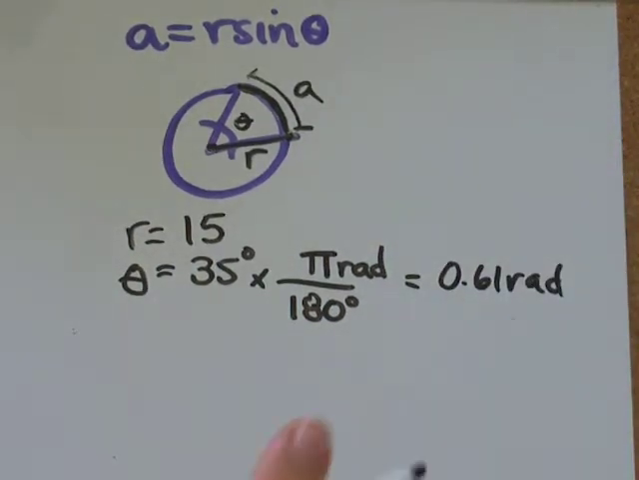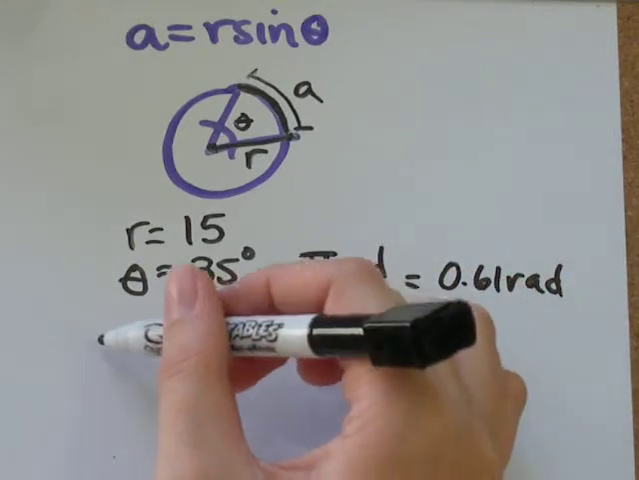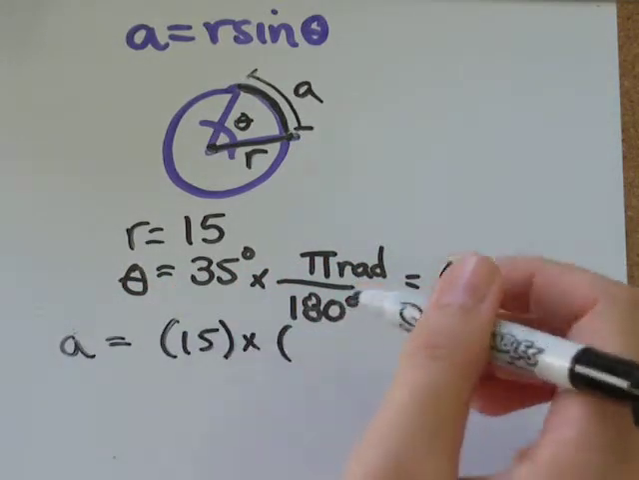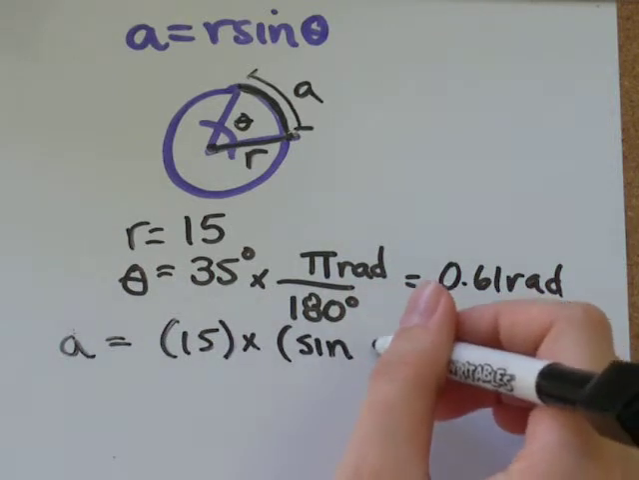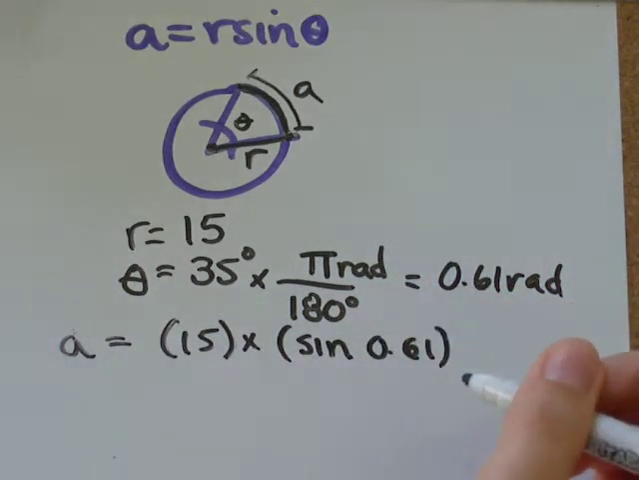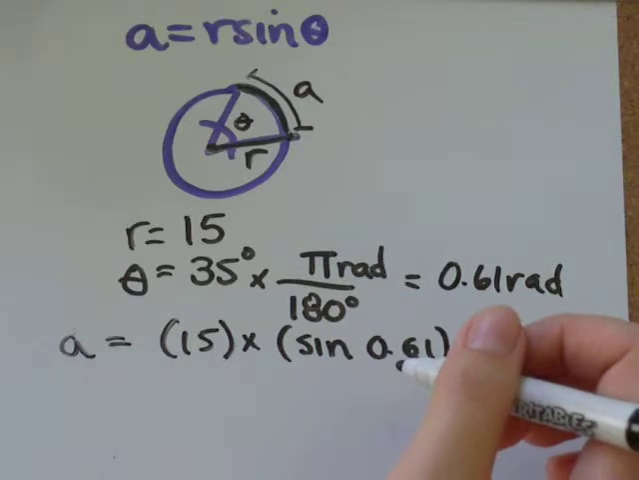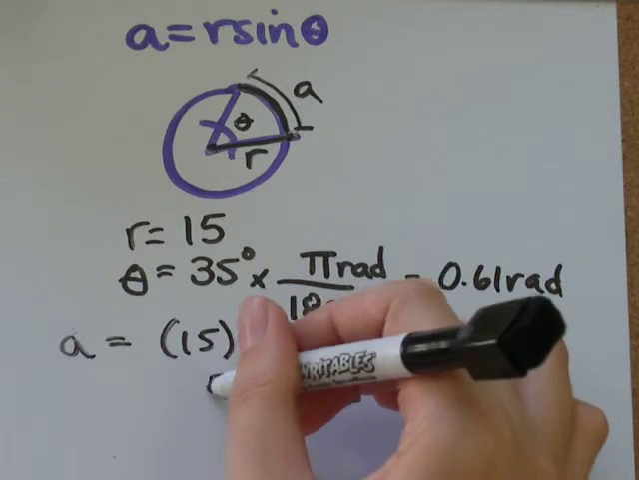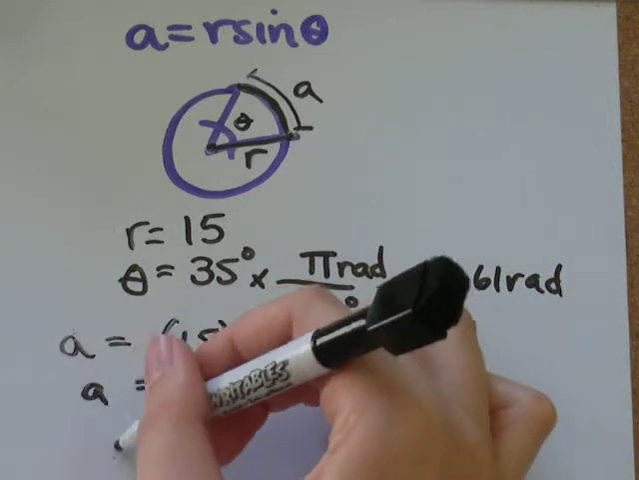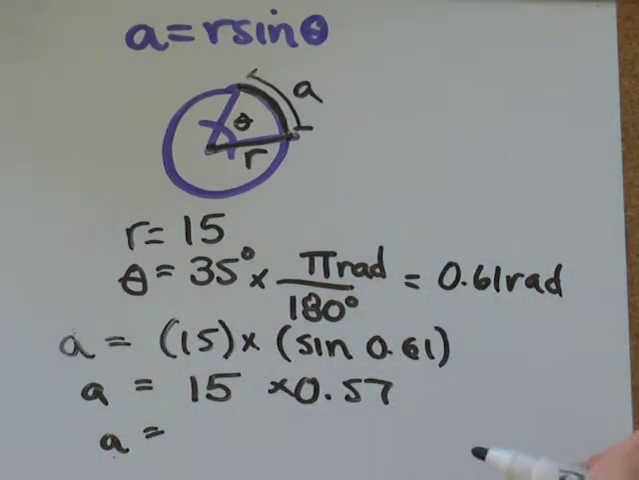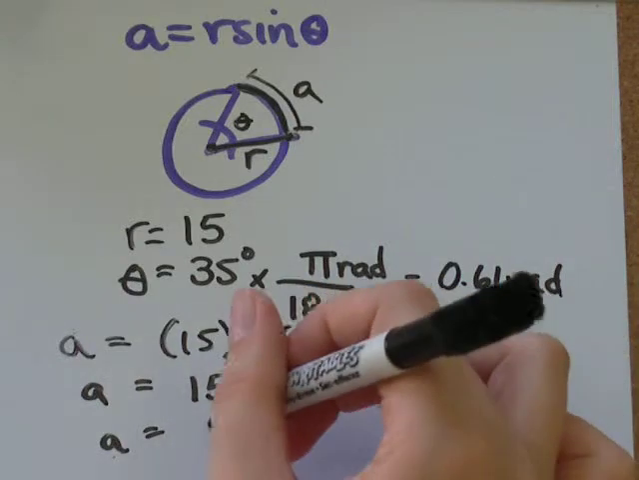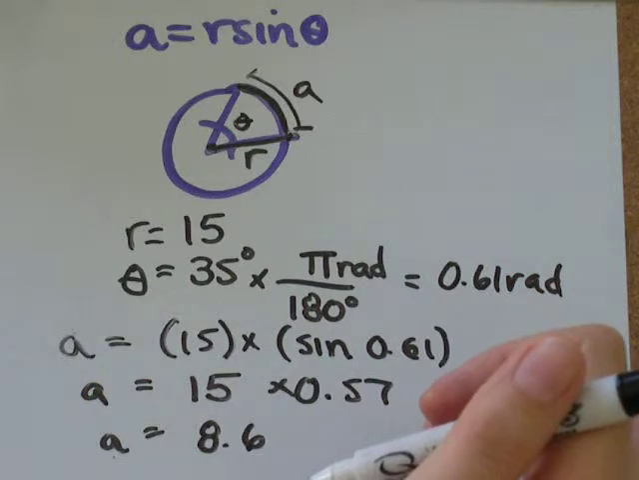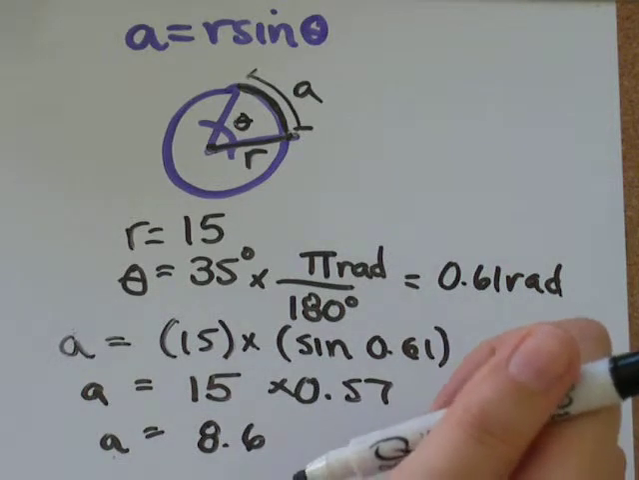Okay, so A equals R sine theta. A equals R is 15 times sine of 0.61. Sine of 0.61 is 0.57 times 15 would be 8.6. So the length of an arc on this circle would be 8.6.